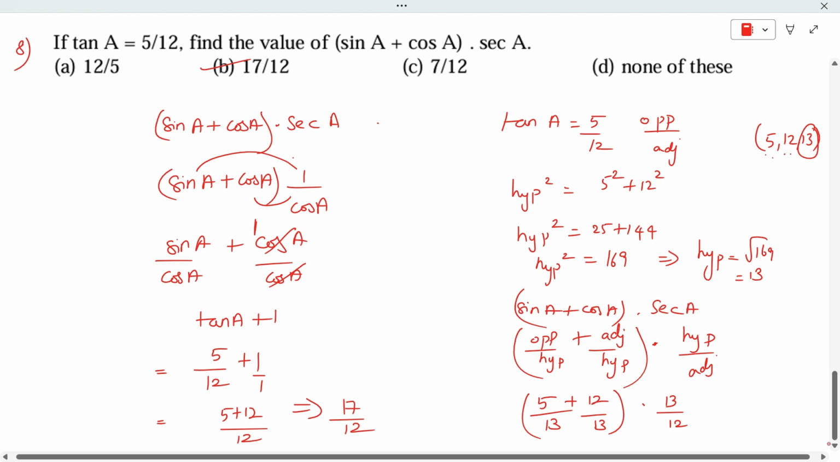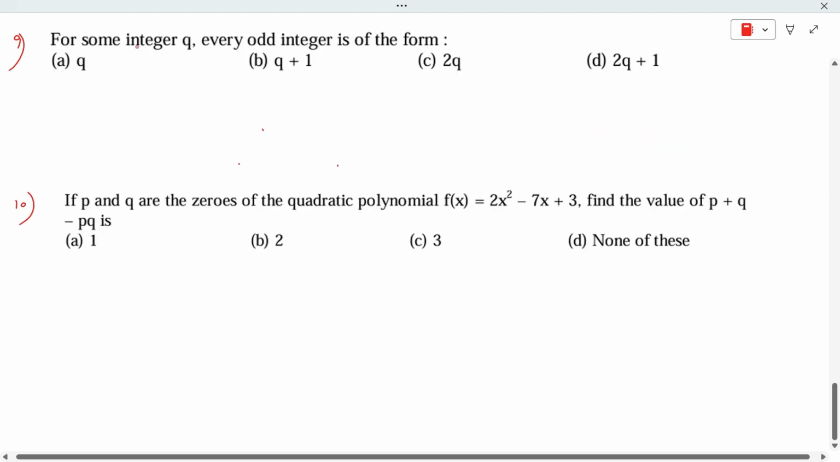So what is this? You know 5 plus 12 is 17, by 13, into 13 by 12. So cancel 13 and 13. So finally you will get the answer as 17 by 12. So this is the other alternative way of doing it. Let's move on to the ninth question.